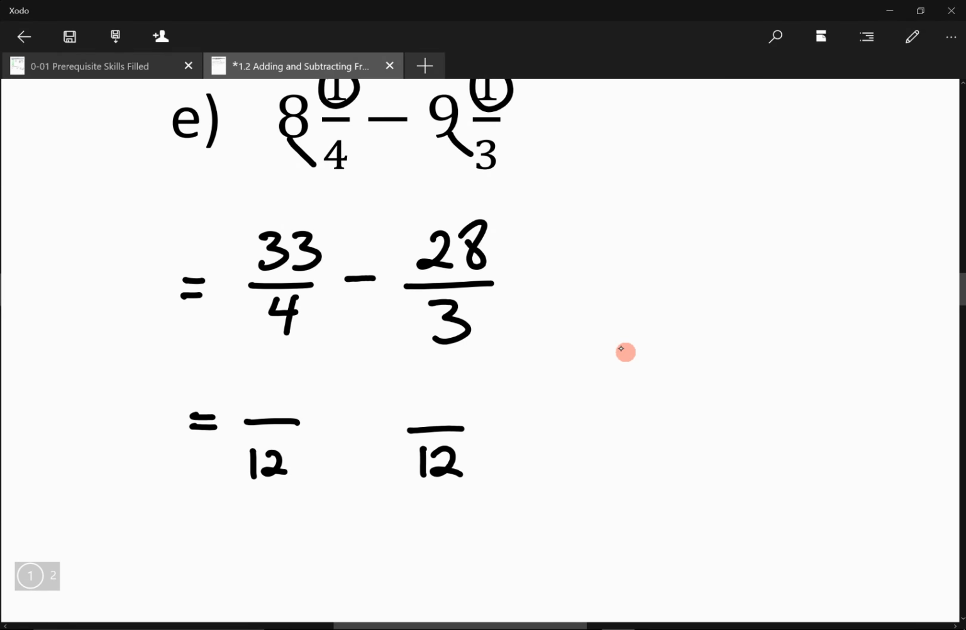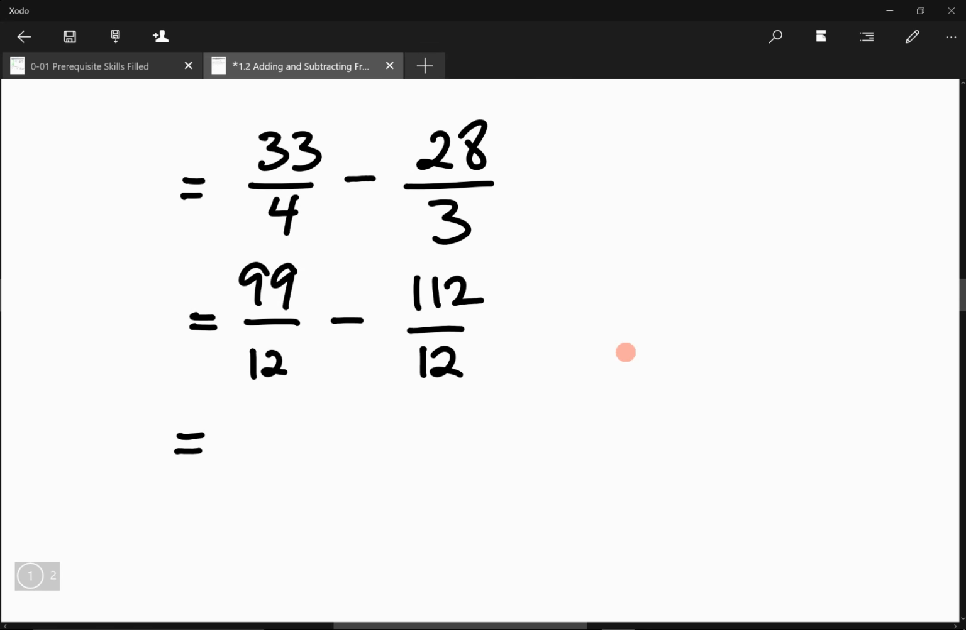And so I have to multiply this 33 by 3, and that's going to give me 99. And I have to multiply the 28 by 4, because 3 times 4 is 12, so 28 times 4 is 112. Subtract those two values. My final answer is going to be 99 minus 112, which is negative 13 over 12.